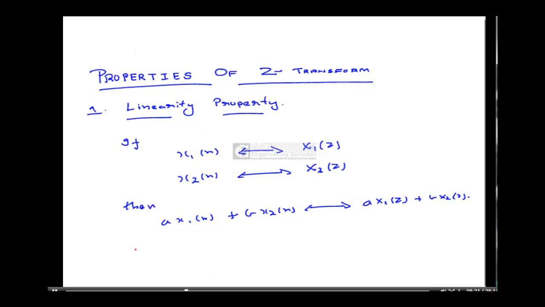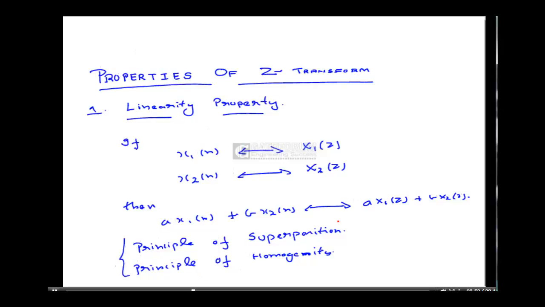Okay. This property has two basic theorems related to it. First one is the principle of superposition. Second one is the principle of homogeneity. So if the linearity property is satisfied, it means it is satisfying both the principle of superposition as well as the principle of homogeneity. Then what about the ROC of this?